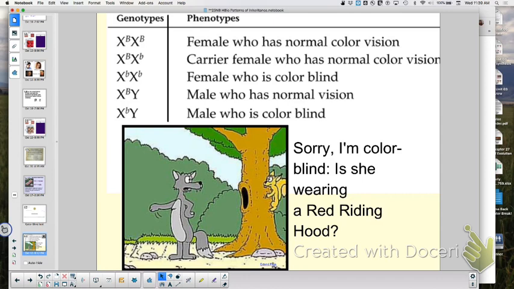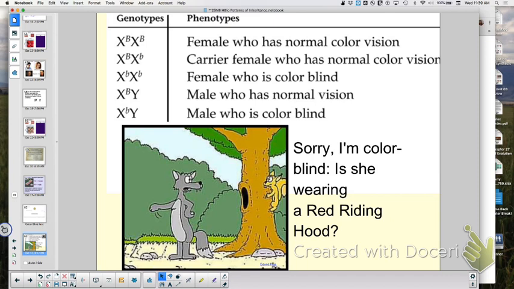The little girl will not have the disease. Why? The dad will always give the good X. Half the time, no problem. The other half the time, the very worst they could have is they could have a what? Carrier. Does that make sense?